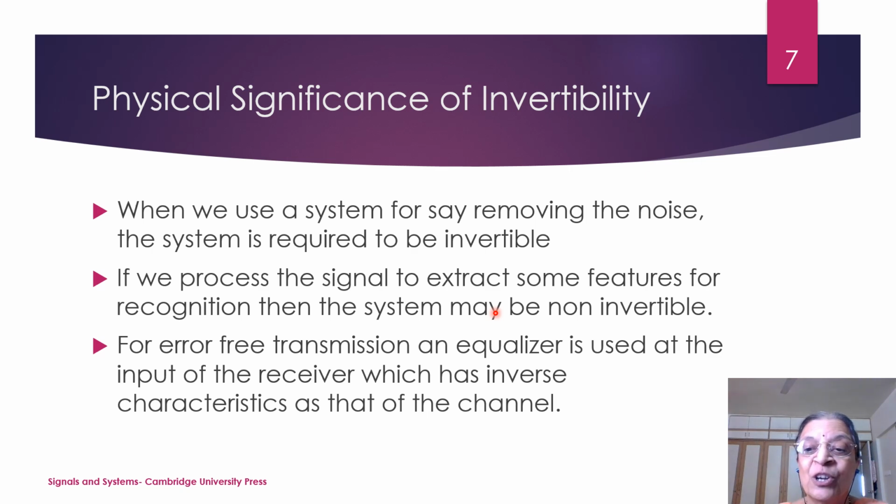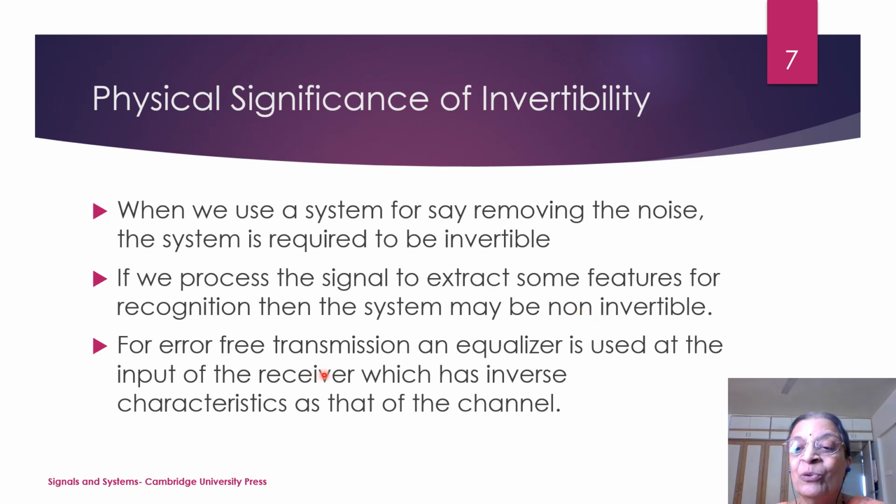We have extracted some features and we are processing these features further to recognize whether it is a particular word or not. Now in this case we are not interested in getting the signal back. So in this case the system may be non-invertible. You won't have any objection if the system is non-invertible, because you are just extracting the features and using it. So there is no requirement that the system will be invertible.